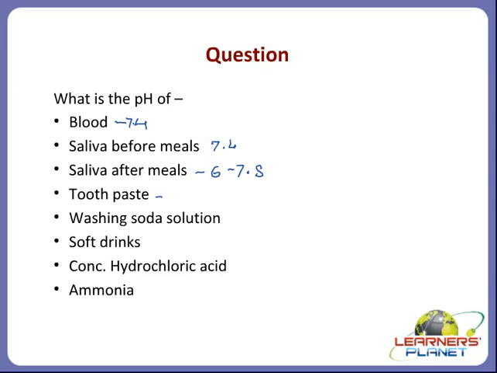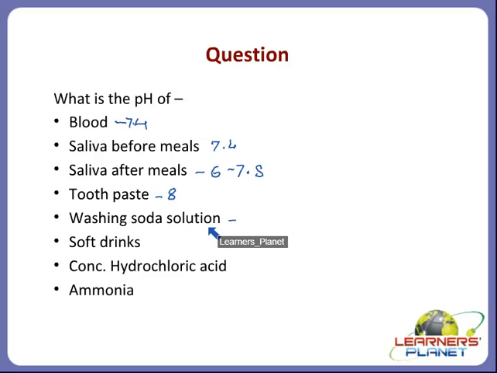Or certain chewing gums, or certain mouthwashes, so that the pH of the mouth remains neutral, that is 7.4. Okay? So what is the pH of a toothpaste? It is 8. Right? Now what is this, children? This is washing soda solution.